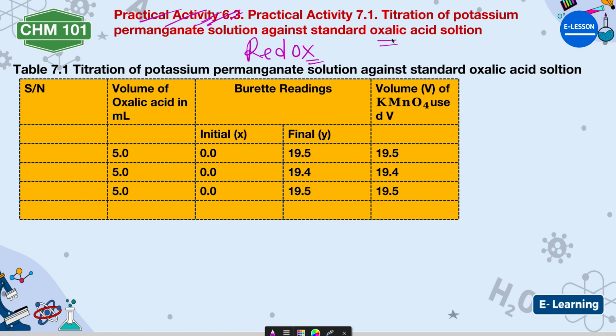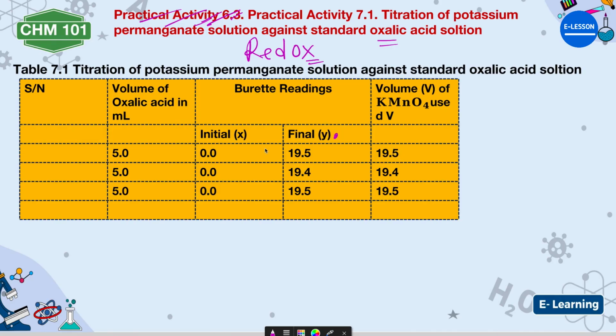Now, I know all these things I'm saying to some of you is like I'm singing a poem. However, let's just go straight to what we have here. You did the practical, and I also saw that some of you were making errors in this table. This is the right way the table is supposed to be. You have the initial and final burette reading. The volume of oxalic acid remains the same, which is 5.0 ml for each of the titrations you carried out. Then the volume of KMnO4 is the titer value of KMnO4.